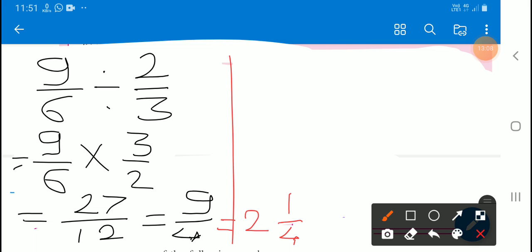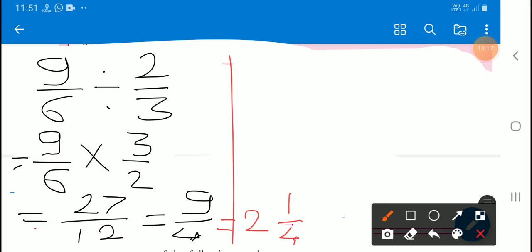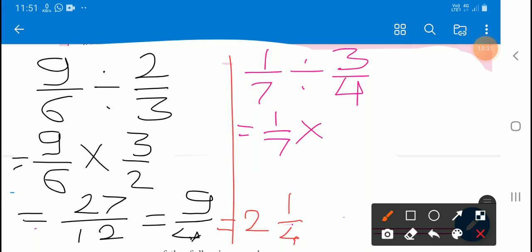Now one more example we will see. I will write here: 1 upon 7 divided by 3 upon 4. Now look, 1 upon 7 as it is, multiplication sign. The reciprocal of the second fraction, 3 upon 4's reciprocal, is 4 upon 3. Then multiply numerator by numerator, denominator by denominator. 4 1s are 4, 7 3s are 21. Are they coming in the same table? No. So it will remain as it is.